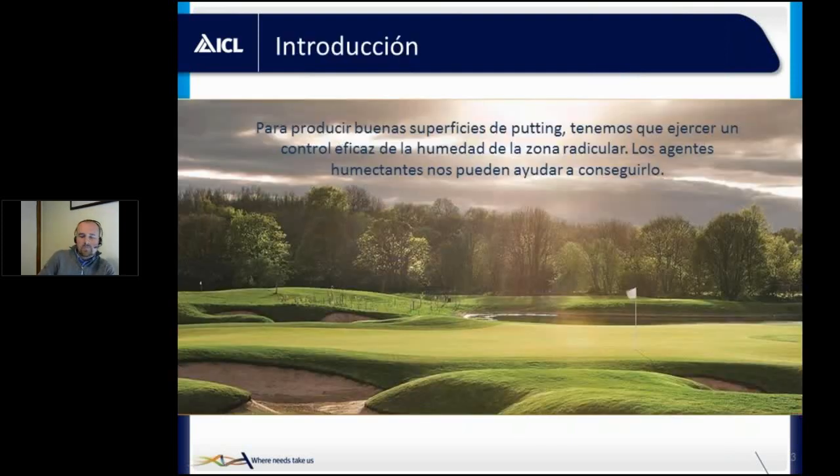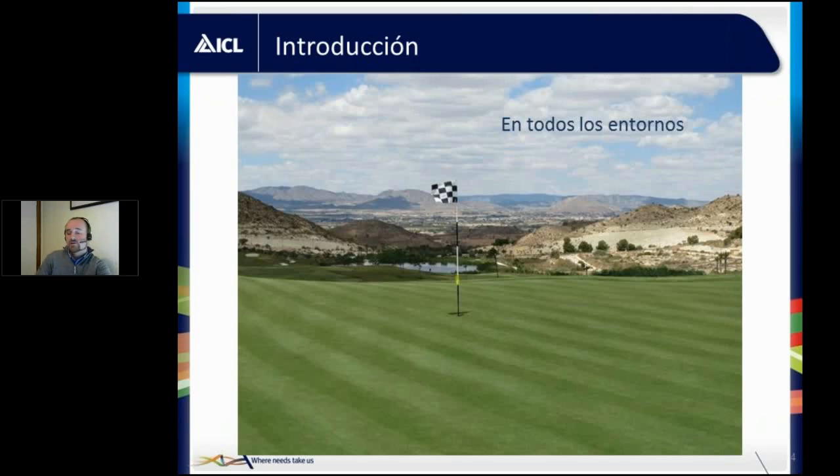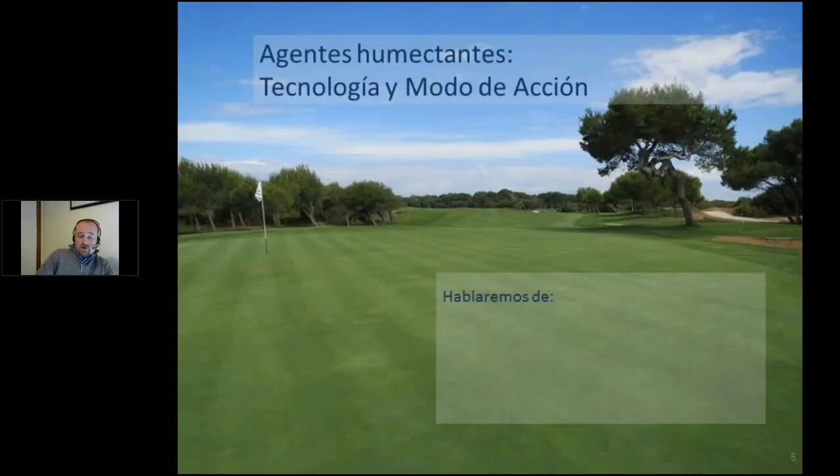So, to start, a simple statement, I think to produce truly great putting surfaces, we need to effectively manage our root zone moisture content. And this might be for Northern European golf courses where perhaps we have an excess of water at certain times of the year, or it could be in Southern European golf courses where we have a scarcity of water, and obviously we're using irrigation to manage the surfaces. Wetting agents will help us produce truly great surfaces in whatever environment, as I said, in Northern European and Southern European environment. So today I want to talk a little bit about those.